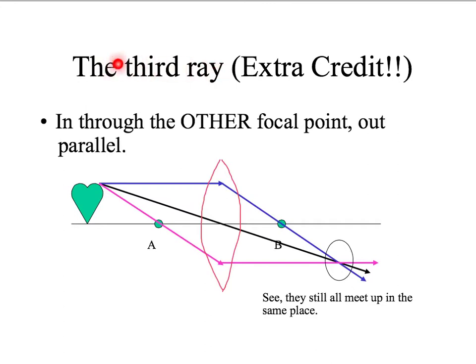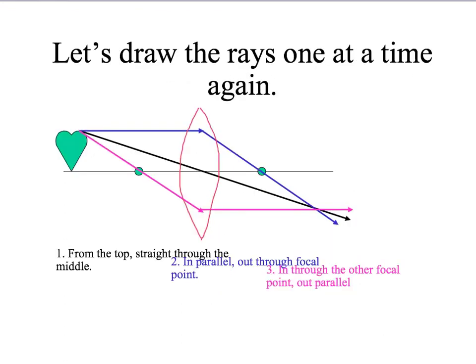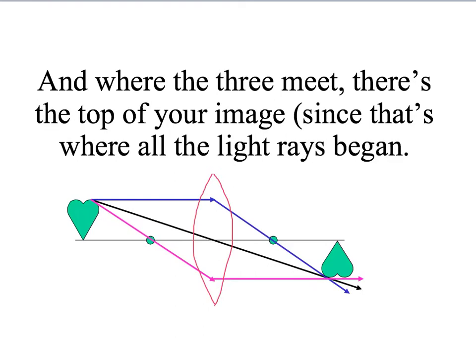Our third ray, this is our extra credit ray, goes in through the other focal point. So for a converging lens, this is our primary focal point. So now we're going to go through the other focal point and out parallel. And they should all meet up in the same spot. So straight through the middle, in parallel, out through the focal point, in through the other focal point, out parallel. And where they meet up, that's where you have your image.